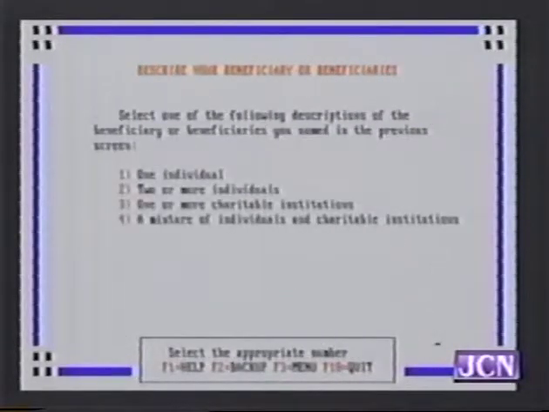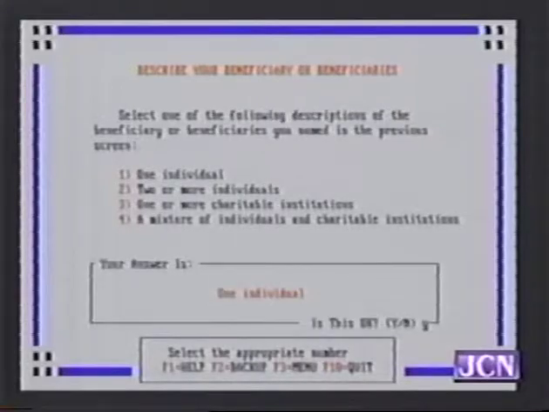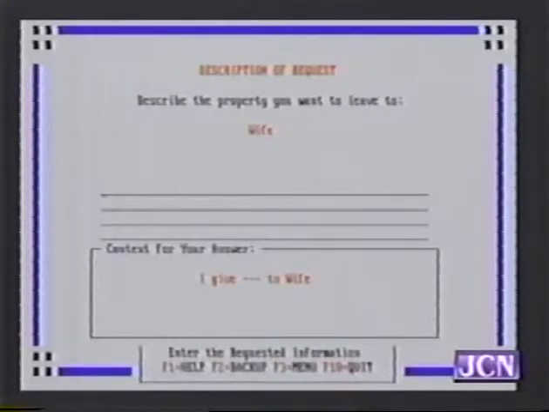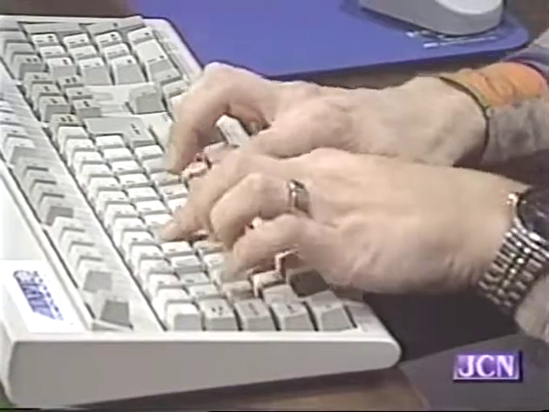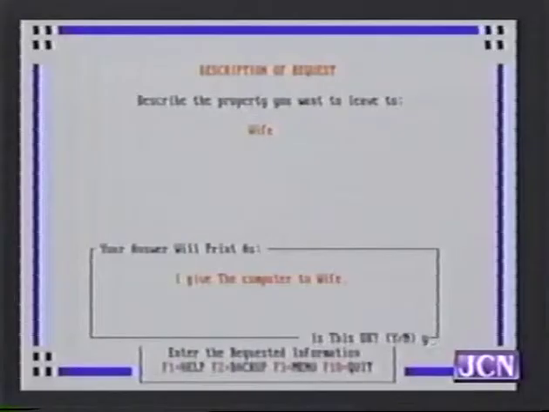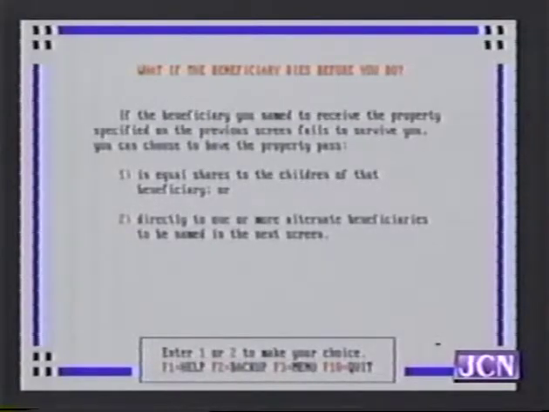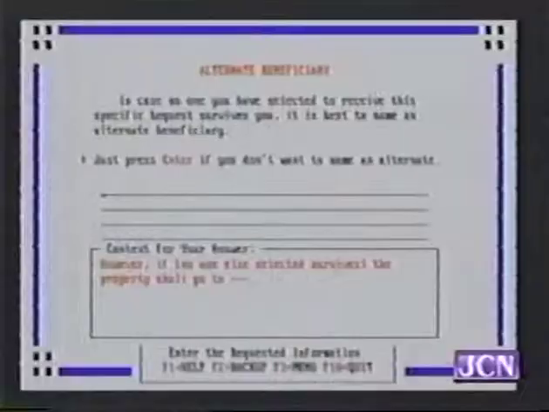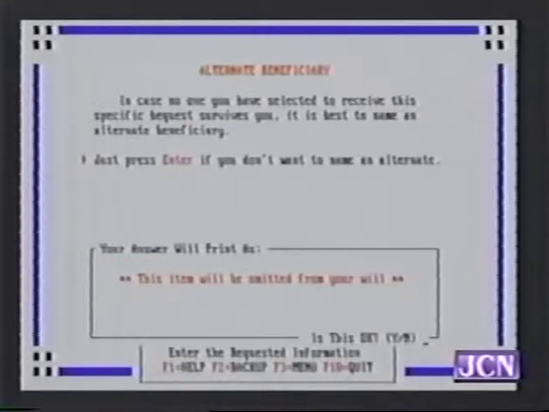Is that okay? It certainly is, and she is one individual. Yes. Describe the property. Well, let's say the computer. Everything else goes to my cat. And in fact, you can't leave animal or property to animals. We'll say yes there. What if a beneficiary dies before you? Well, I don't want to think about that. Let's go ahead and in equal shares to the children. Is this okay? Sure. And we don't want an alternate beneficiary.